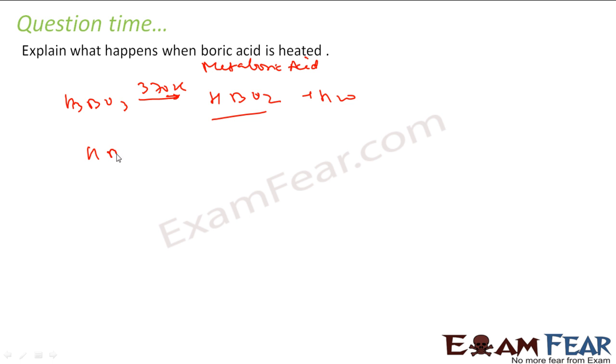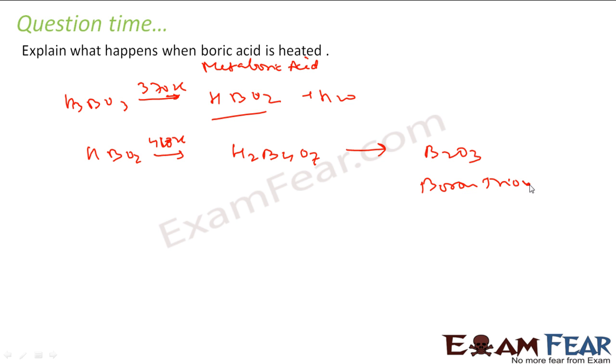When you again heat metaboric acid, increase the temperature to 410 Kelvin, heat further than 370, this becomes H2B4O7, that is tetraboric acid, and again you heat this, this becomes B2O3, that is boron trioxide.